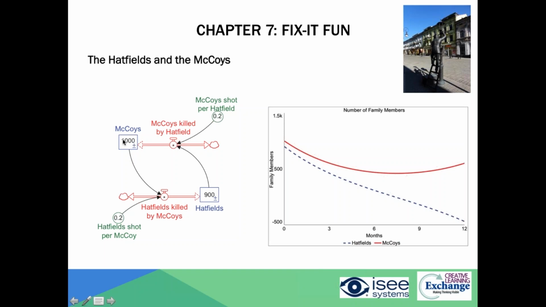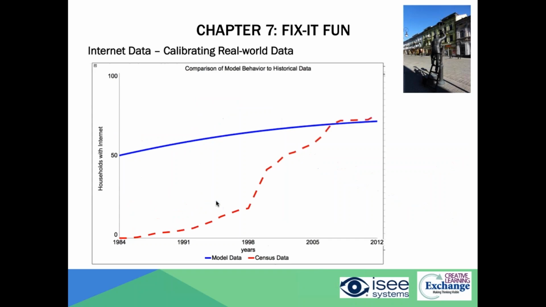are killed needs to be based on how many McCoys there actually are. So they have to go back in and insert these feedback loops. How many Hatfields are killed needs to be based on how many Hatfields there actually are. And that's missing in this model, which is how it's possible for it to go negative.